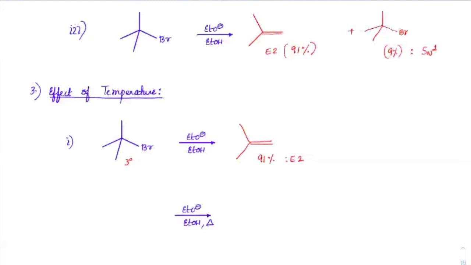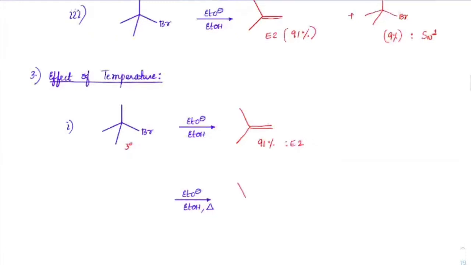And if the temperature is provided, it will still be the same alkene, but this time it is 100% E2. Okay. So on increasing temperature, always E2 is more favored.